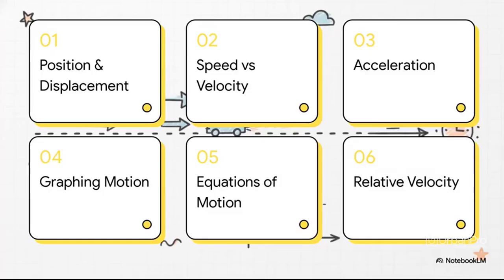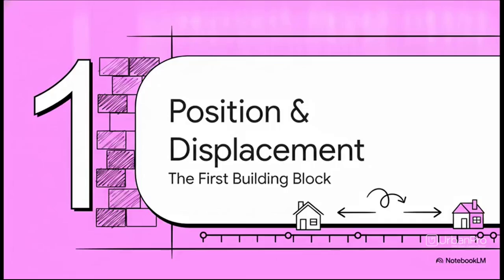Okay, here's our roadmap for this Explainer. We're covering position and displacement, speed versus velocity, understanding acceleration, graphing straight-line motion, the all-important equations of motion, and finally, a quick intro to relative velocity. So, part 1, position and displacement.